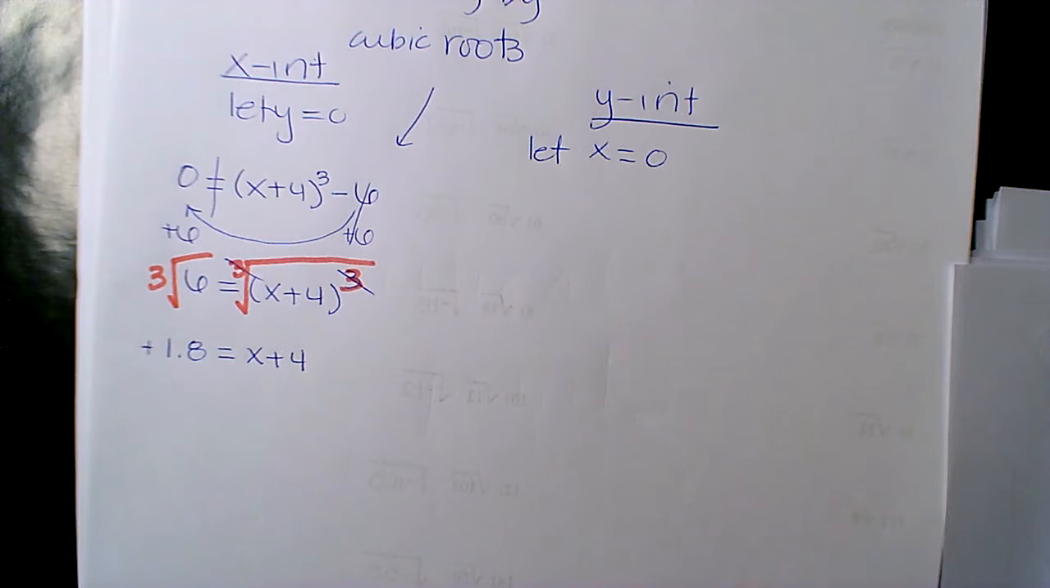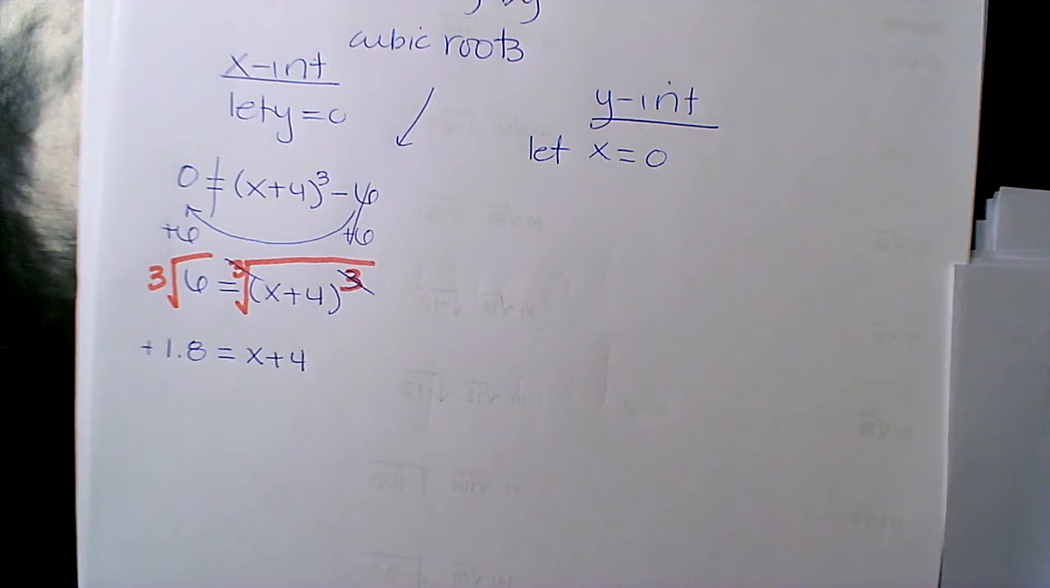Remember when we solved by square roots with quadratics, we did plus or minus. Because what's positive 2 times positive 2? 4. What's negative 2 times negative 2? Positive 4. But because I'm cubing, what's negative 2 times negative 2 times negative 2? I would get negative 8. You get a negative answer.